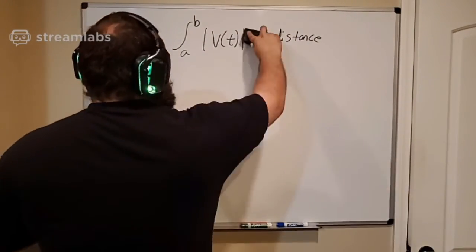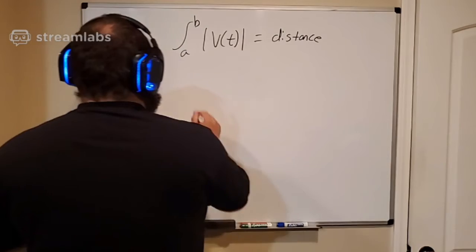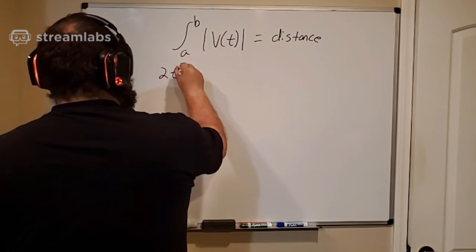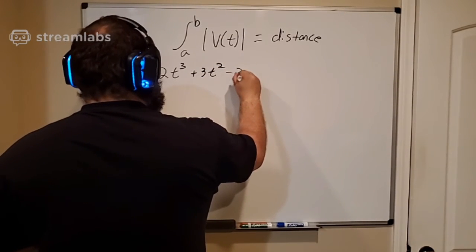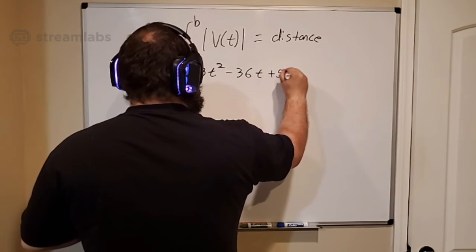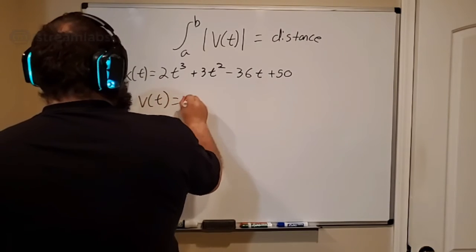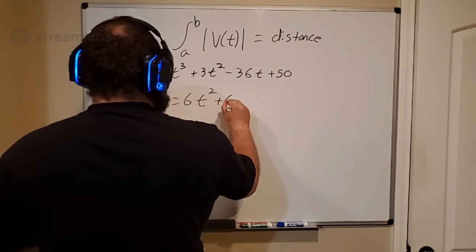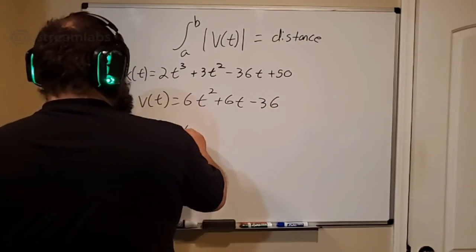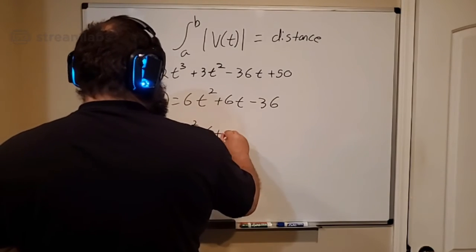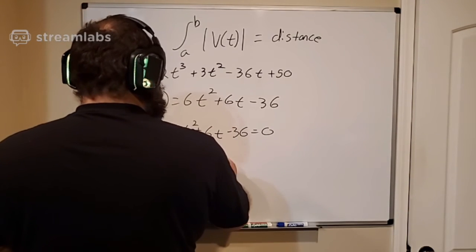Someone read me the position function. 2t cubed plus 3t squared minus 36t plus 50. Okay, so we need to look at our velocity function. So we get 6t squared plus 6t minus 36. Set it equal to 0 to analyze its direction. Divide everything by 6, you get t squared plus t minus 6 equals 0. So factor that.